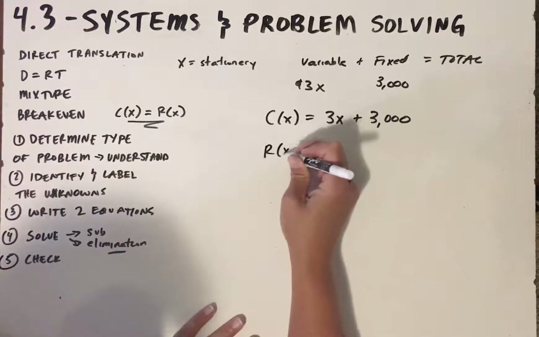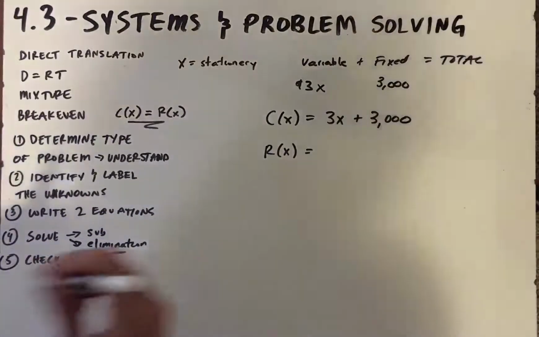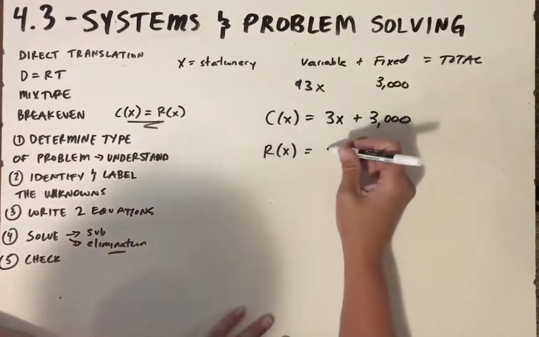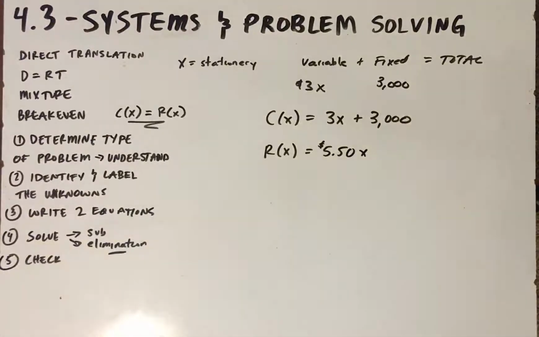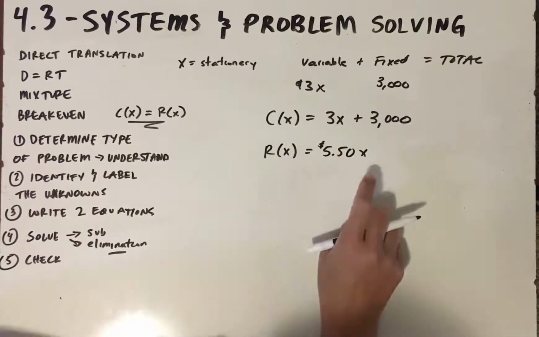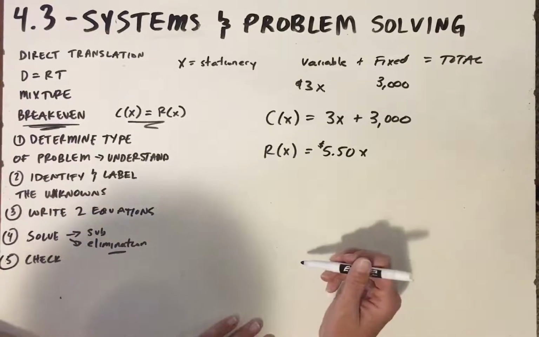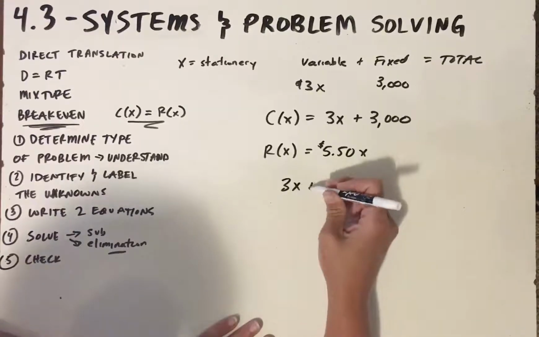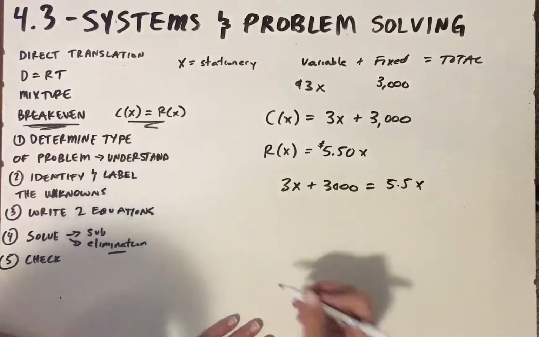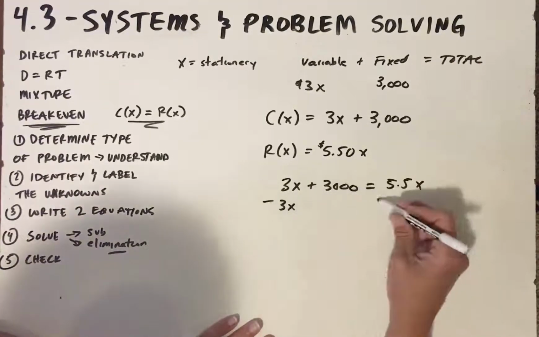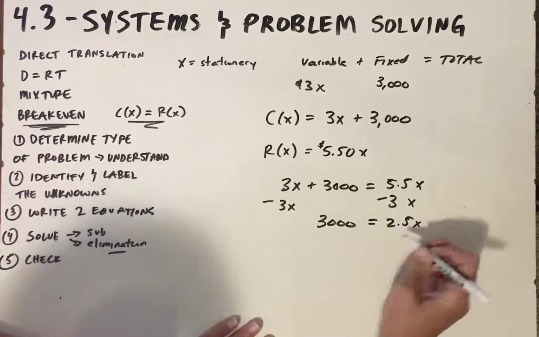My revenues though, this said in here that the revenue I get is $5.50 per order that I make. Okay, so that just means that for every order of stationery, I'm going to get $5.50. Well, if I want to know the break-even point, all that means is I'm going to set these two functions equal to each other. I'm going to say that 3x plus 3,000 is going to be equal to 5.5x. Then I'm going to solve this by subtracting the 3x. I'm going to get 3,000 is equal to 2.5x.